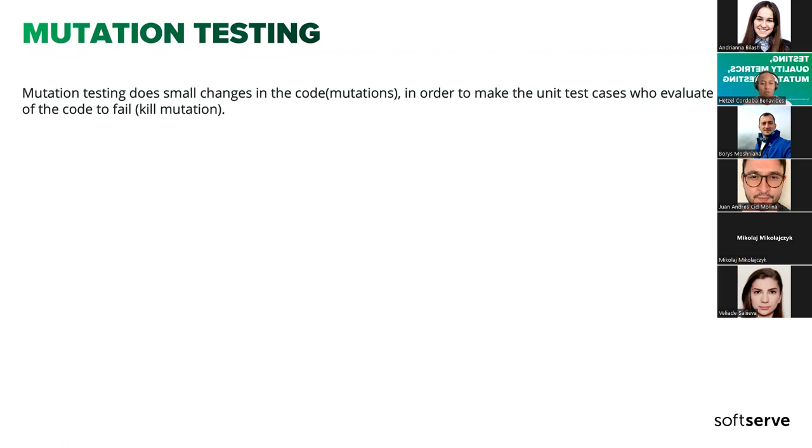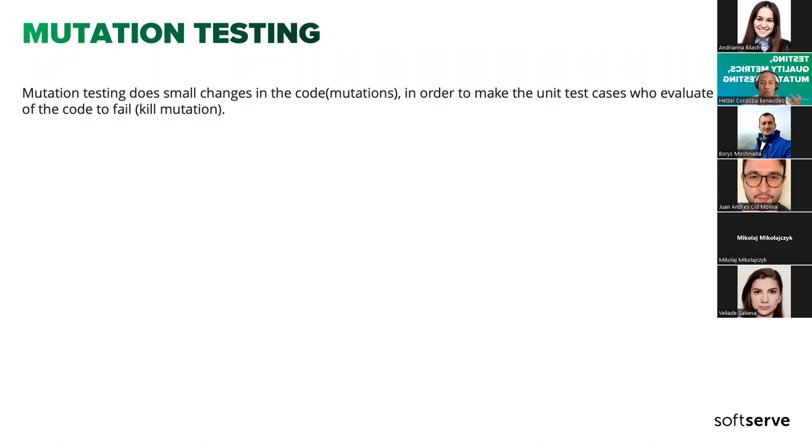So it's going to read the code, identify what mutations it can make, and make the mutation. After that, it's going to run the test, and based on the output of the test, it's going to say if that mutation was killed.